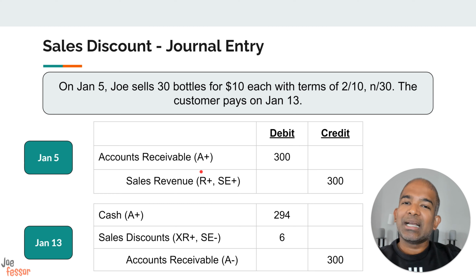Finally, you have to reverse your accounts receivable transaction. Hence, you would credit the accounts receivable account by the $300 to show that you no longer have a receivable. So this is the journal entry you would make on the 13th of January. If the customer had paid outside of those first 10 days, then the journal entry is quite straightforward. When he finally pays, cash collected would be shown as $300. So cash would be debited $300 and accounts receivable would be credited $300.